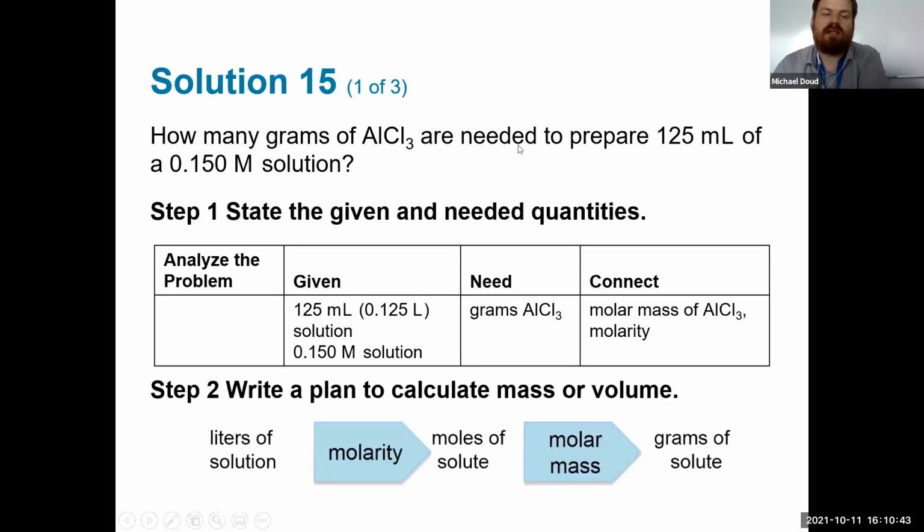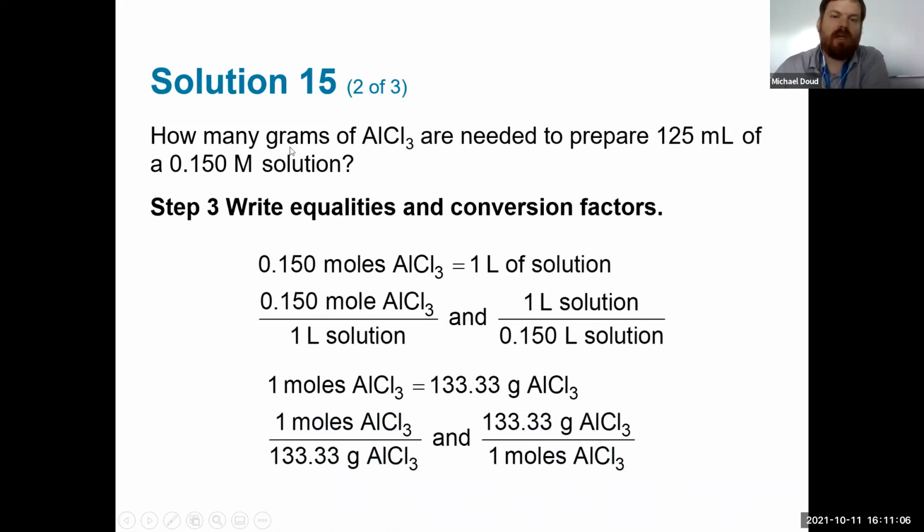So the big thing here is if we use the molarity to convert from our milliliters of solution to moles of solute, then we can use the molar mass to convert from the moles of solute to the grams of solute. Now, 125 milliliters, we can do the conversion. It's 1 liter per 1,000 milliliters. So it's 0.125 liters. Now, a 0.150 molar solution means that there's 0.150 moles of AlCl3 per 1 liter of solution. And if we find the molar mass for aluminum chloride, that's 133.33 grams per mole of aluminum chloride.